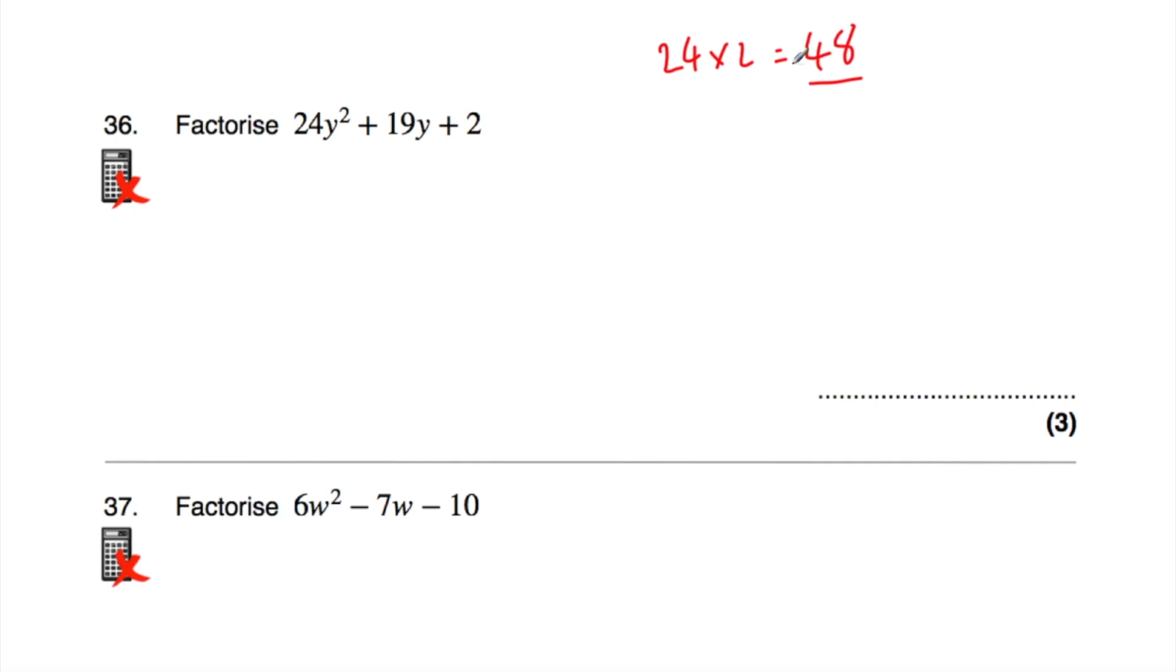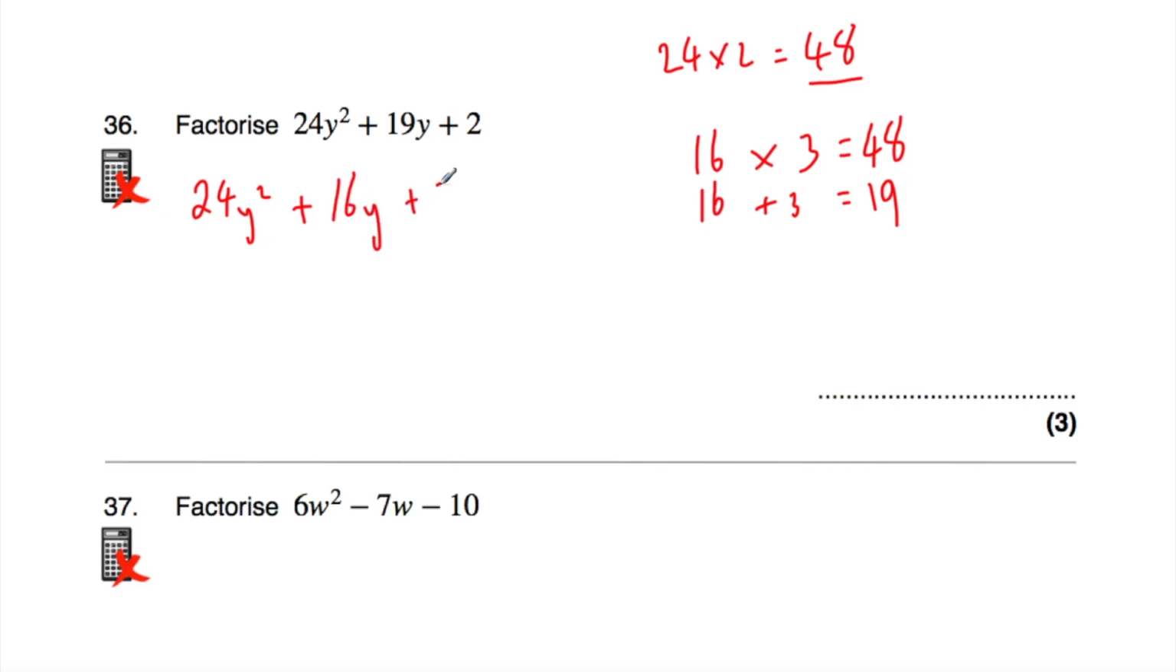Then I thought, well, we could try 16 times 3. 16 times 3 is equal to 48, and 16 plus 3 is equal to the 19 that we need in the middle. So that would work. So we're going to split the middle term, that 19y, up into a 16y and a 3y. So we would have 24y squared plus 16y plus 3y, and then we've got our plus 2 on the end.